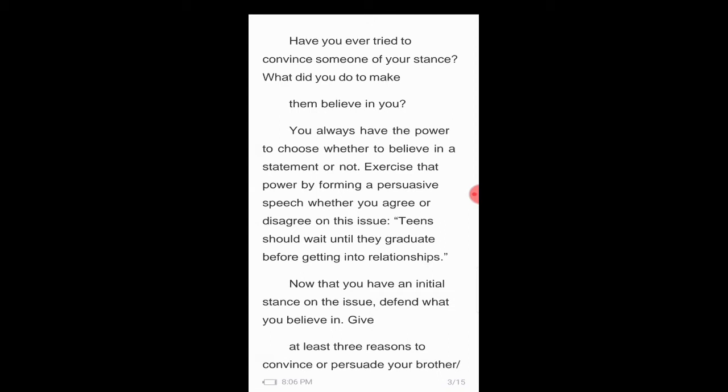You always have the power to choose whether to believe in a statement or not. Yes, it's true. We cannot please everyone, or we cannot convince anyone or everyone to be on our side at all times. Okay? So we must have our convincing power so that they will believe what we are saying or stating. So exercise that power by forming a persuasive speech, whether you agree or disagree on this issue.